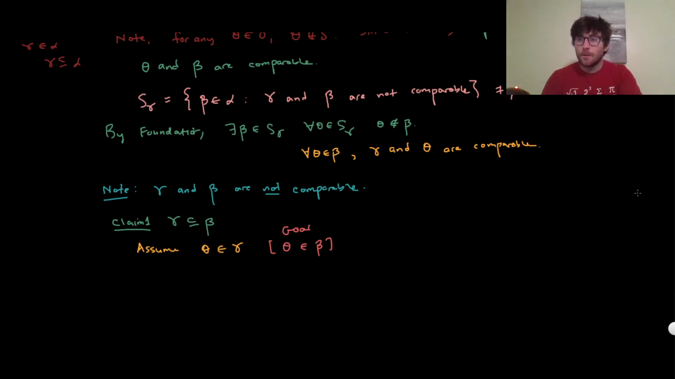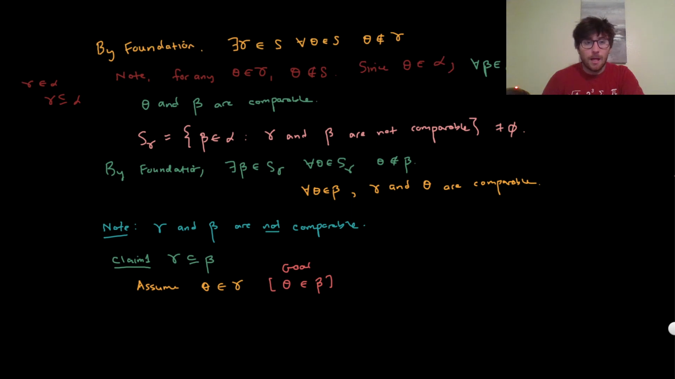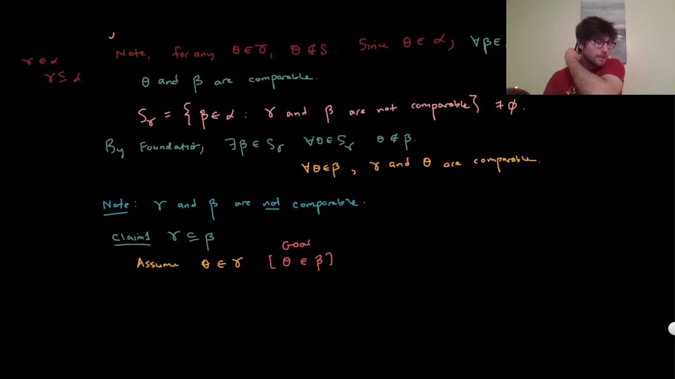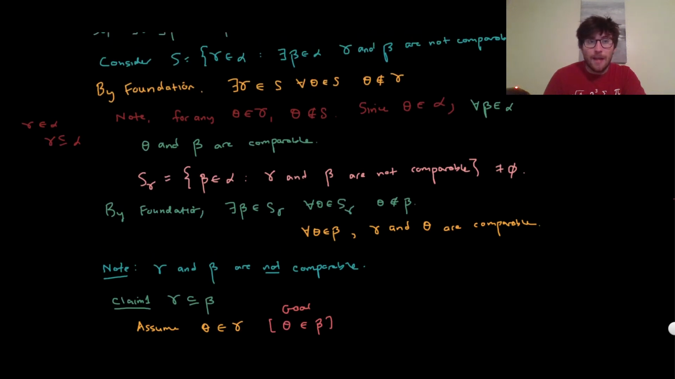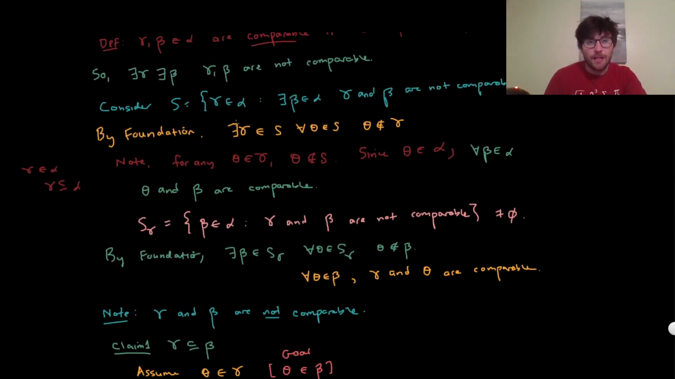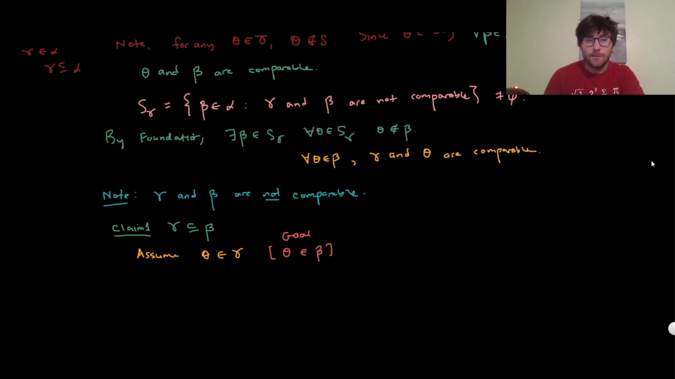Now, what can we say? Well, what do we know about gamma, right? By definition, gamma is the epsilon minimal element of S, right? So by definition, gamma is in S, and every other element of gamma is not in S. So what we have is, well, if we assume that we have some theta in gamma, it must be that theta is in S.